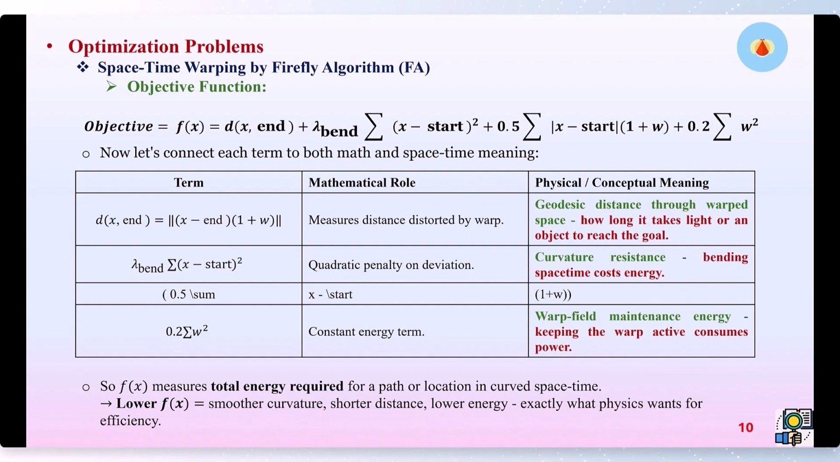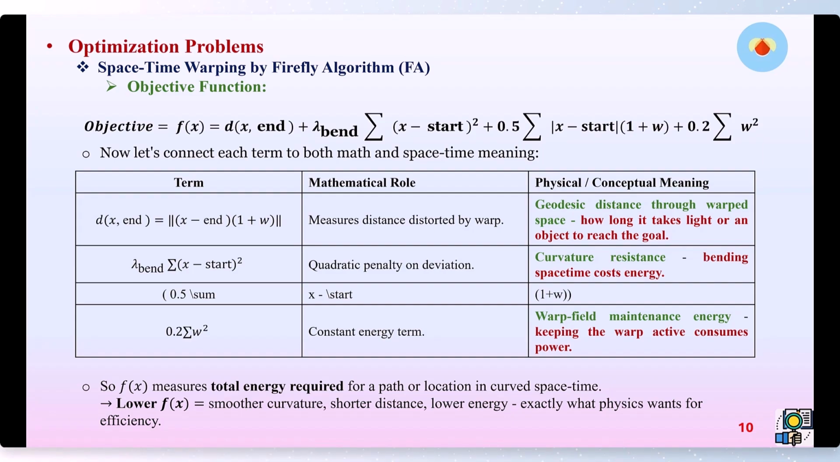So this is our objective function equation, which is the most important part. We have some mathematical rule and some physical conceptual meaning. The first part of the equation shows measured distance distorted by warp, which means geodesic distance through warped space, how long it takes light or an object to reach the goal.